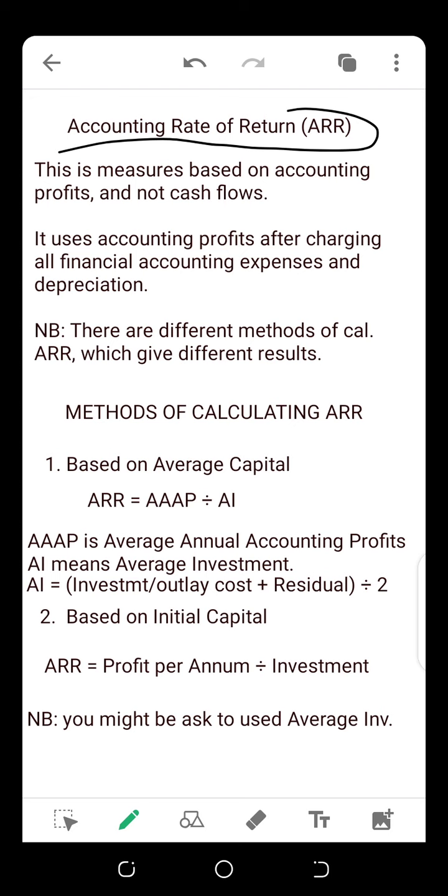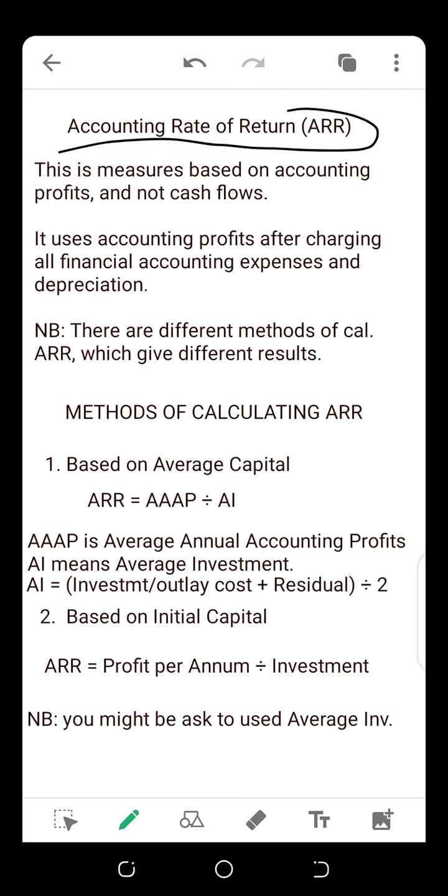Instead of estimating or appraising an investment based on the cash inflow, you appraise it based on the profit of our accounting year. This is a measure that is based on accounting profit and not cash flows. It is not based on cash flow. It is based on the accounting profit.